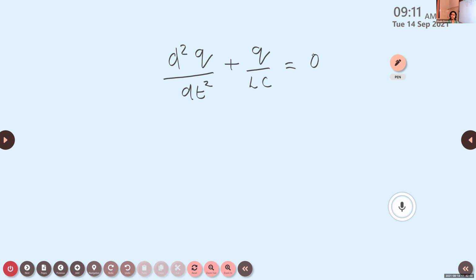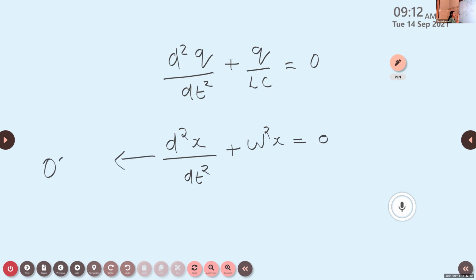Now we are going to compare this equation with the equation that we already studied in Plus One physics of oscillations. Do you remember the equation corresponding to oscillations that we studied in the previous year? In Plus One, the equation for oscillation is given by d square x by dt square plus omega square x is equal to 0. So this is the expression for oscillations.